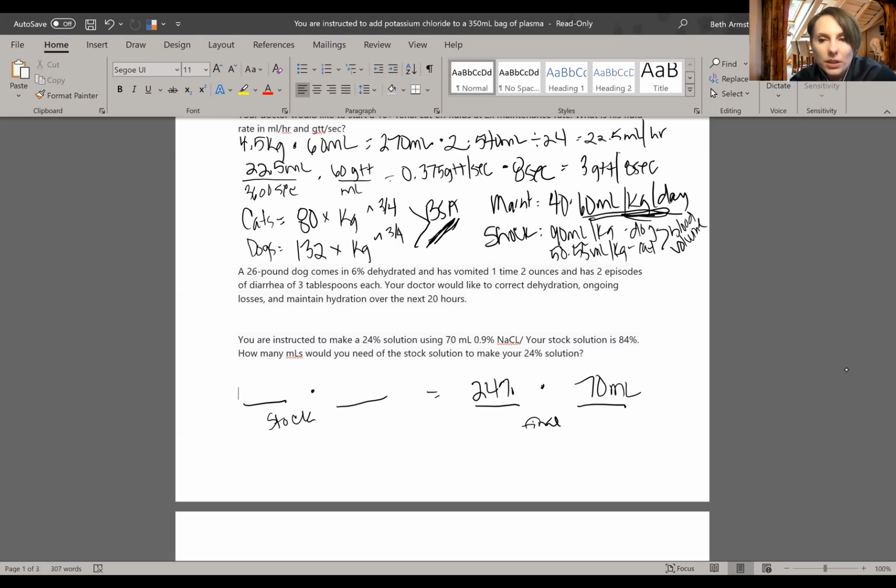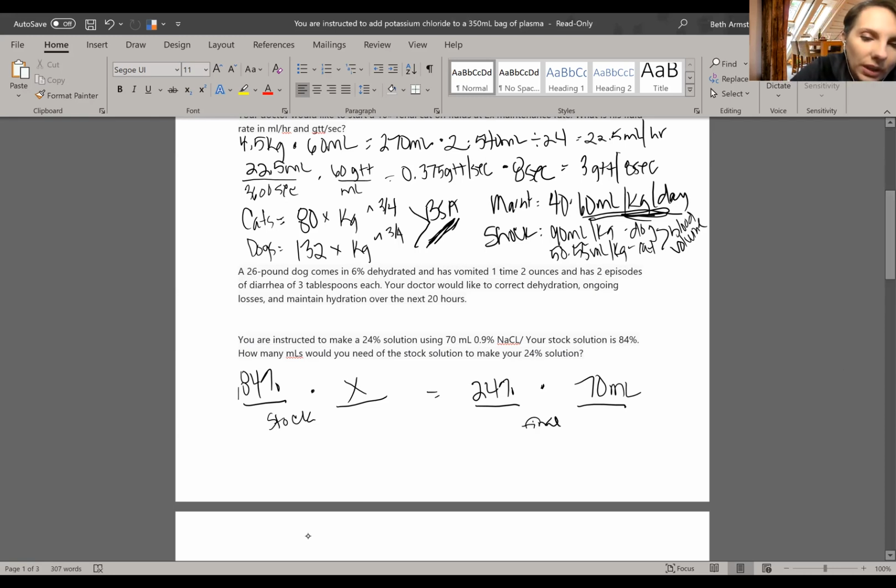Our stock solution though is 84%. And then it says how many mLs will you need of the stock solution? So we know we have for stock 84%, but we don't know how many mLs of that stock solution we'll need to put in for the 70 mLs. So does that make sense how we set that up? Okay. So now we just need to simplify it.